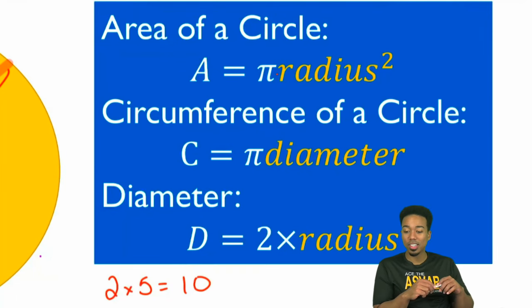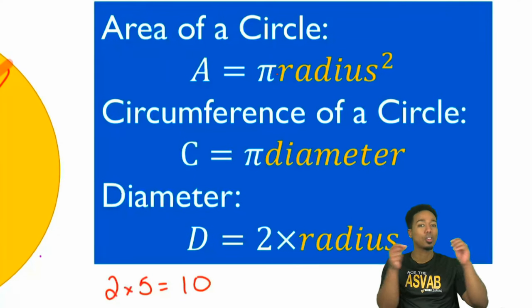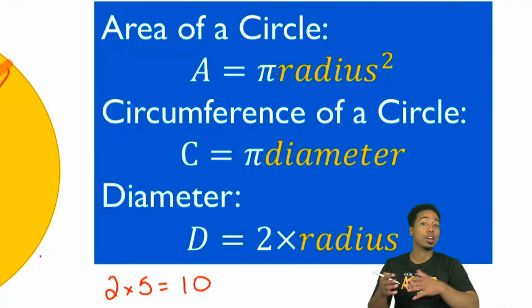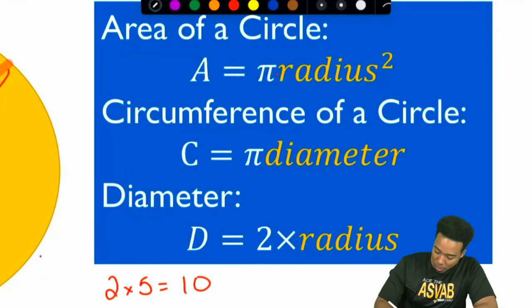The diameter is the radius doubled. Yeah, the radius is half of the whole thing, or the diameter is the whole thing. So you need to double the radius to get to the diameter. Absolutely. So allow me to go ahead and write out a different version of this.